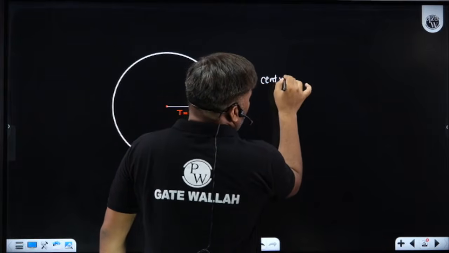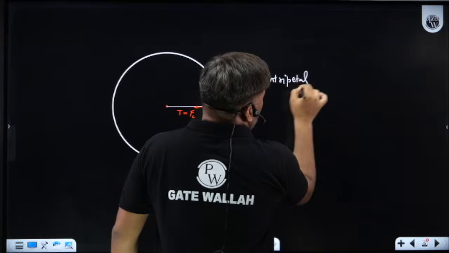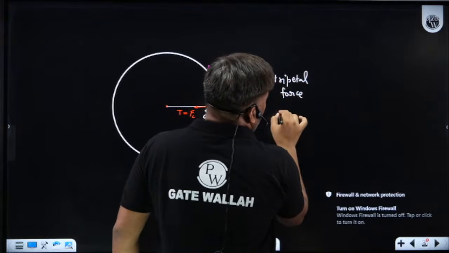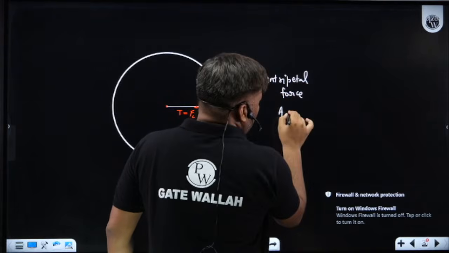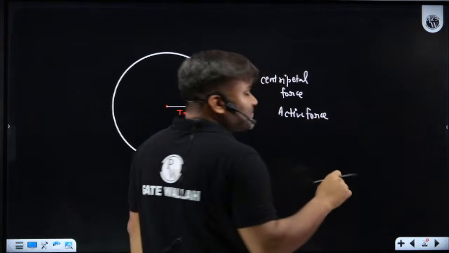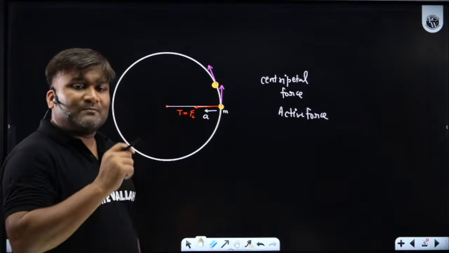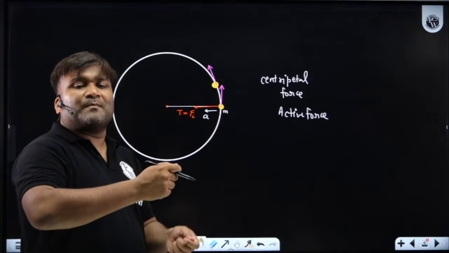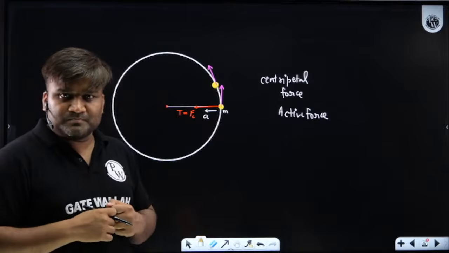Centripetal force is the active force. Active force means this is the real force which is acting on the body, and because of this only is this body capable of making this circular motion.